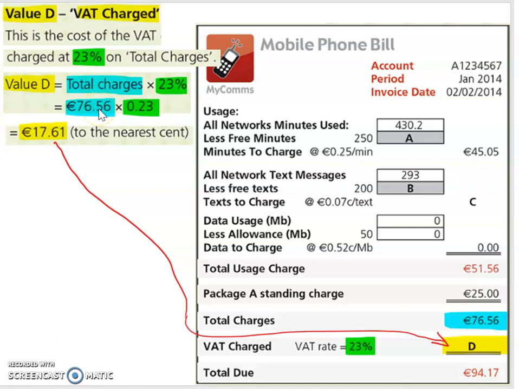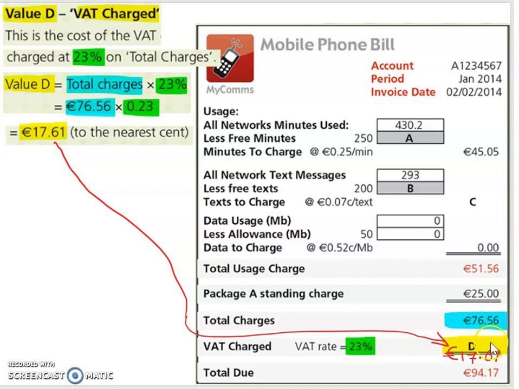Into your calculator, you can either multiply by 23 and stick on the percentage button, or you can change 23% into a decimal, which is 0.23. So 76.56, make sure you put in your point, multiplied by 0.23 gives us €17.61. Now this is rounded off to the nearest cent. We always round to the nearest cent, so 2 decimal places with money. So value D is going to be €17.61. 76.56 was the total before the VAT was added on. The VAT of 23% came to €17.61.